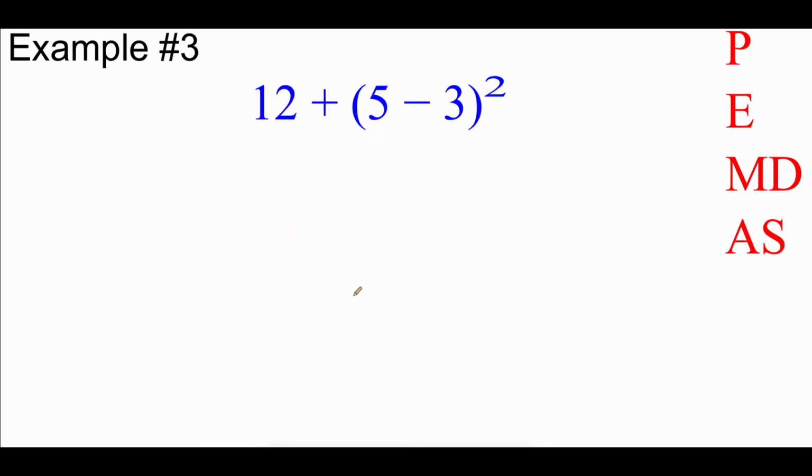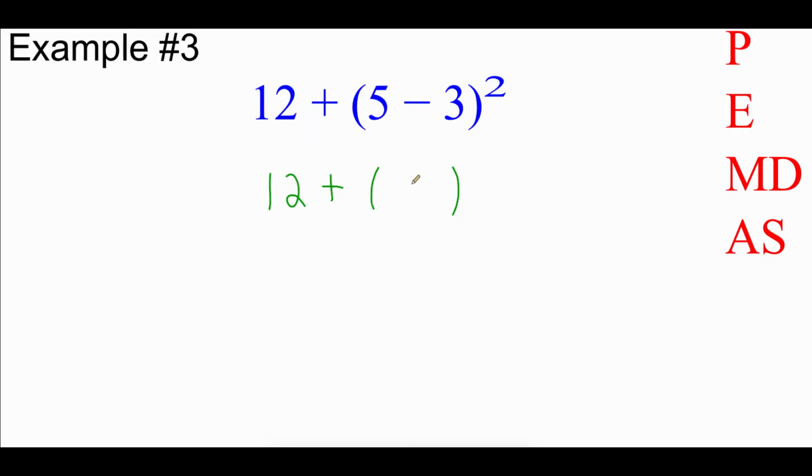Moving into example number 3 here, we've got 12 plus (5 minus 3) being squared. Now as we look at our order of operations, this one does have a set of parentheses. So we're supposed to do the stuff inside of the parentheses first. So I'm going to leave the 12 plus alone for right now, but now I'm supposed to take care of that subtraction inside of my parentheses.